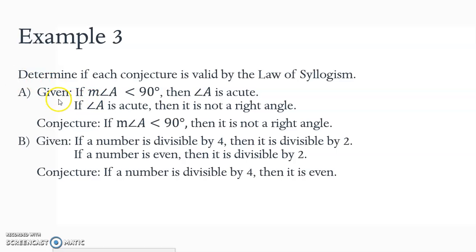So in part A, they give us these two conditionals. If the measure of angle A is less than 90, then A is acute. If angle A is acute, then it is not a right angle. The conjecture is if the measure of angle A is less than 90, then it is not a right angle. So the thing to remember about this law is that these two middle parts, the ending of one sentence and the beginning of the next, need to match.